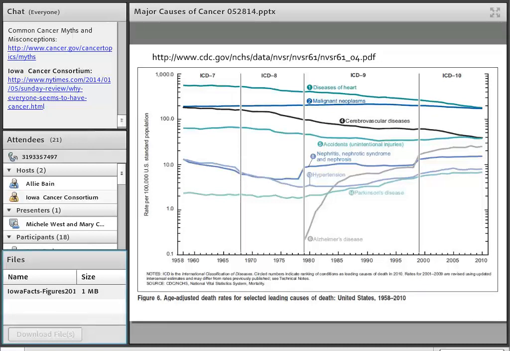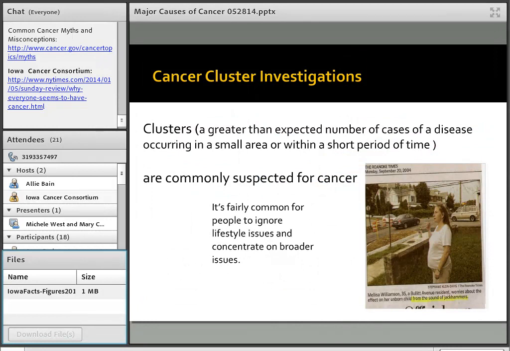Let's see here. So I think with that, I'm going to turn it over to Michelle, who's going to talk a little bit about cancer clusters and explain the process of going through those types of investigations. Okay. Thank you. Here we're getting situated.